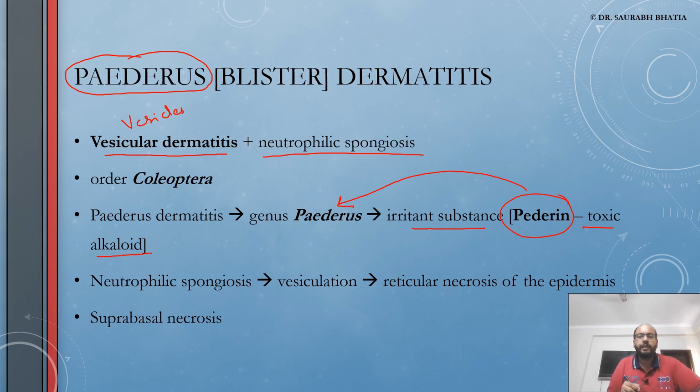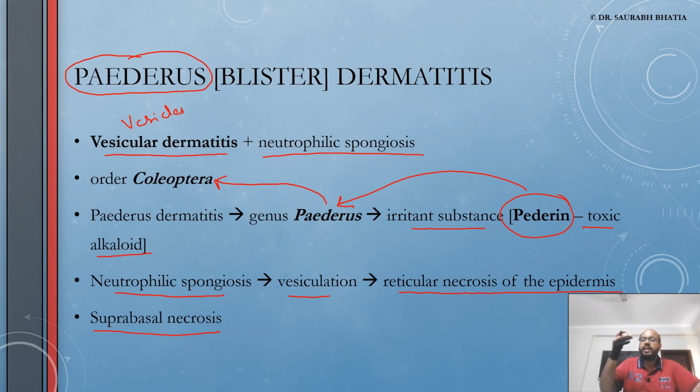The examples of neutrophilic dermatosis or neutrophilic spongiosis are those disorders which are intensely inflammatory and acute in origin. We can explain neutrophilic spongiosis using the prototype of Paederus dermatitis or blister dermatitis. It is nothing but vesicular dermatitis. That means inflammation of skin in which there are vesicles, along with neutrophilic spongiosis. So these two things are there in Paederus dermatitis. It is caused by an irritant substance known as pederin, and it's a toxic alkaloid.